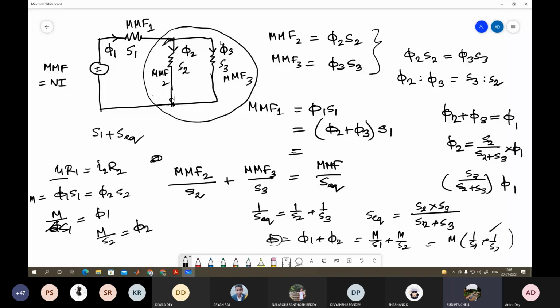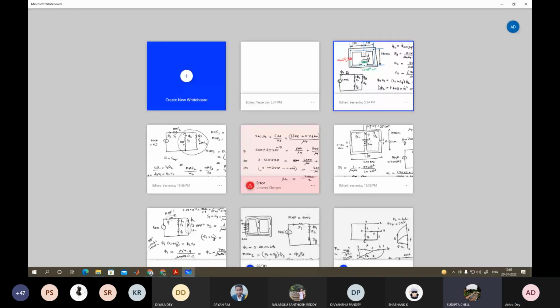Sir, can we use a quad coil? Quad, that means 4. Yes, sir, you can use it. In a square, you can put a coil on all 4 limbs, no issue. So the total MMF will be the addition of those 4 coils.